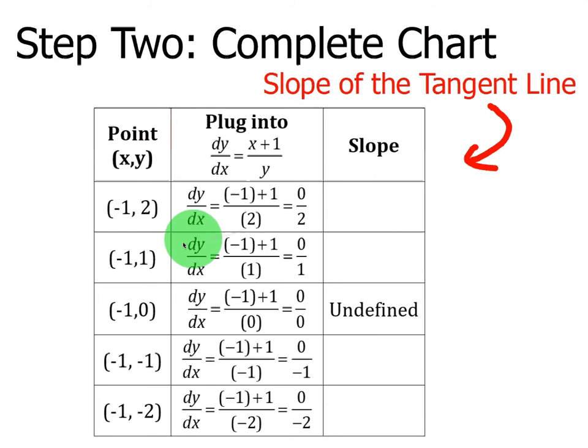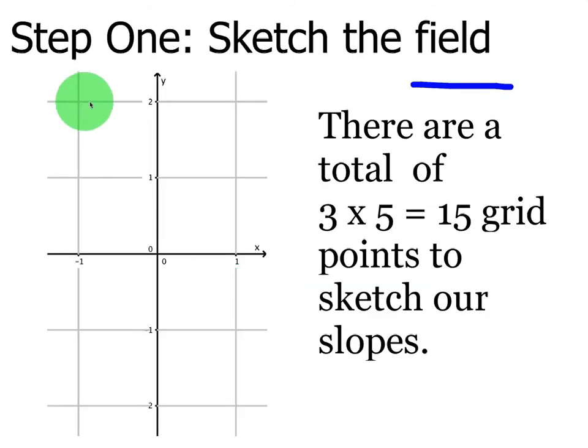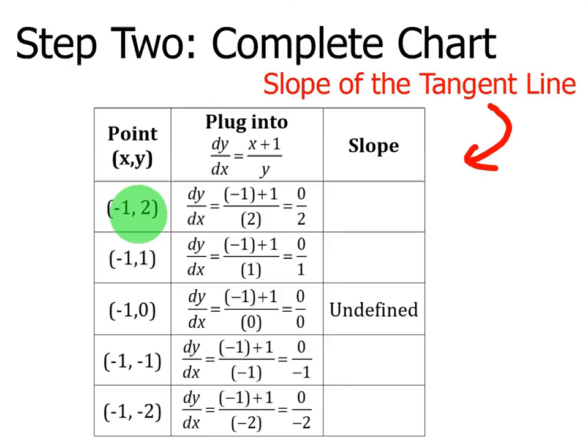So I'm going to start out with my top left point, -1, 2, and that's this point right here. So I need to figure out which slope to sketch at negative 1 comma 2. Well, here's my differential equation, x plus 1 over y. So for x, I'm just plugging in negative 1 into the equation, and for y, I'm plugging in 2. Negative 1 plus 1 is 0, 0 divided by 2 is 0. So my first slope that I'm going to sketch is 0.